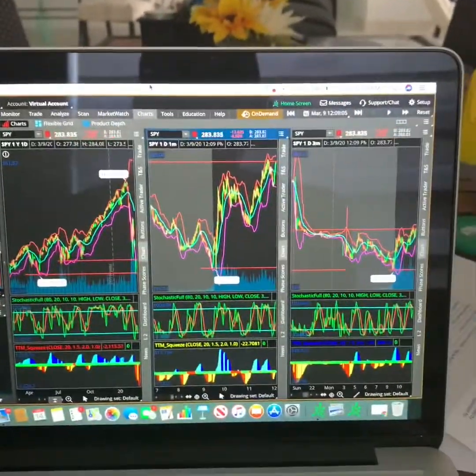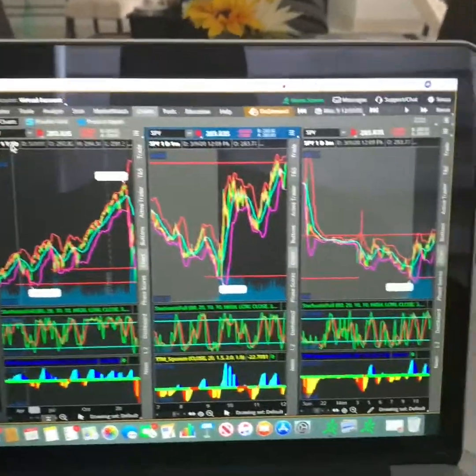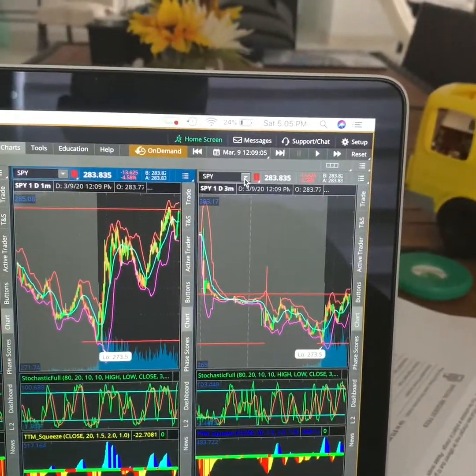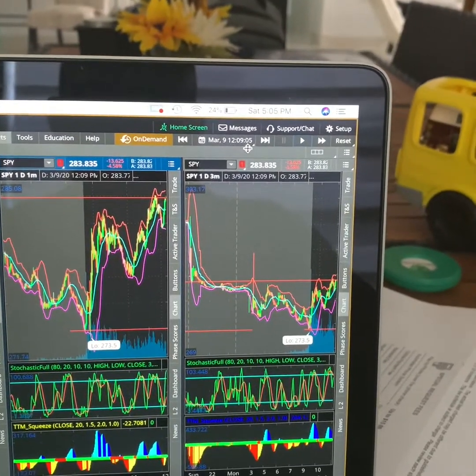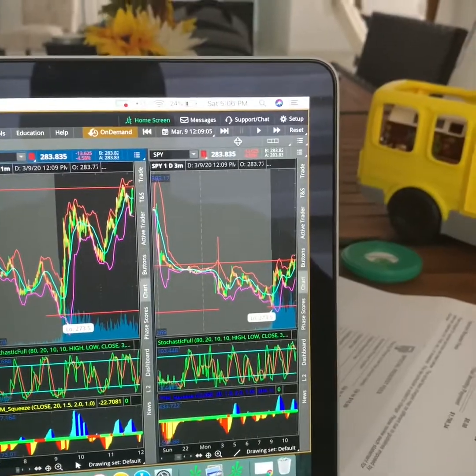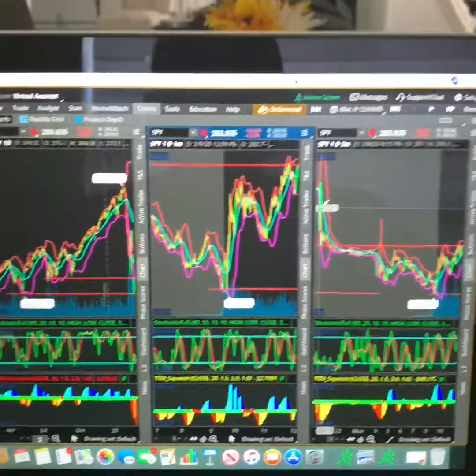Okay guys, so this is my setup. This is SPY. I set it back on the date. This was an actual trade that I did back on March 9th around 12. This is the on-demand feature. Currently I have it in pause because I want to go over little things with you before I show you the active trader.